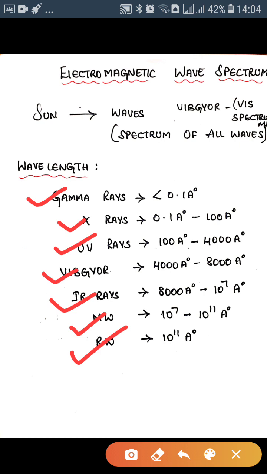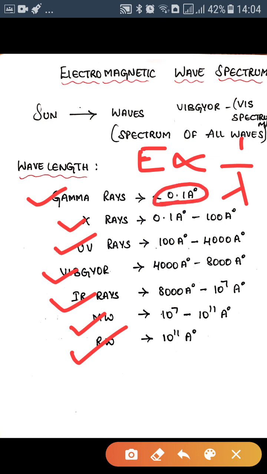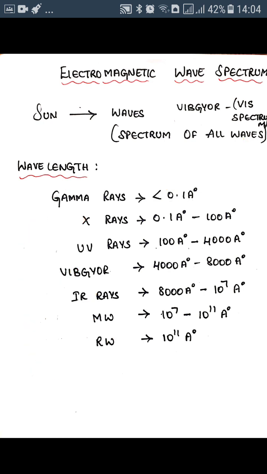It has the shortest wavelength but it has a high energy. Here the energy is inversely proportional to the wavelength. As it is having a shorter wavelength, it will be having a high energy. So the gamma rays possess a higher energy than all other rays.